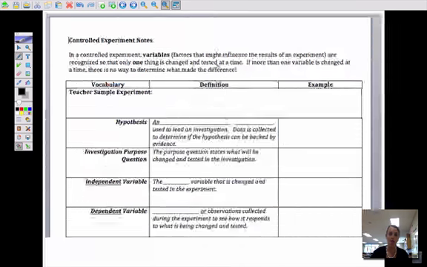The next thing I need you to do is to find the page in your binder that looks like this. It says Controlled Experiment Notes at the top. And you're going to put a 15 in the upper right hand corner.